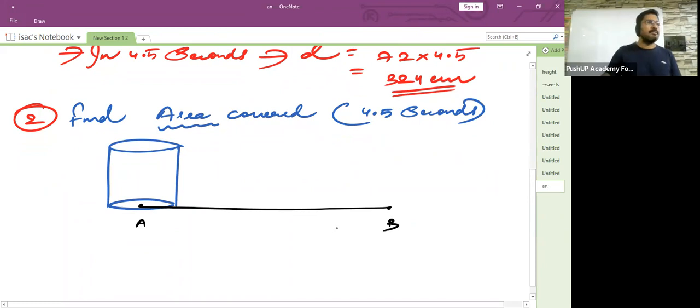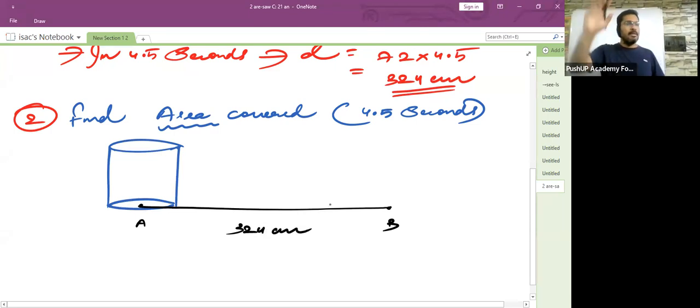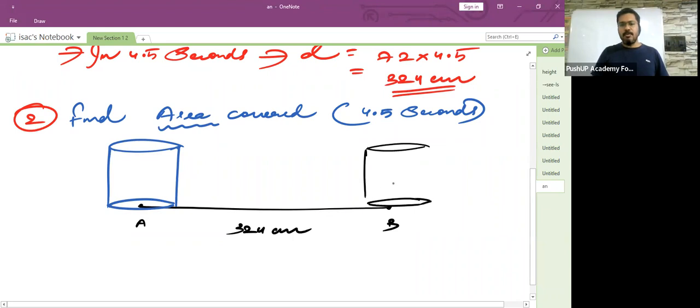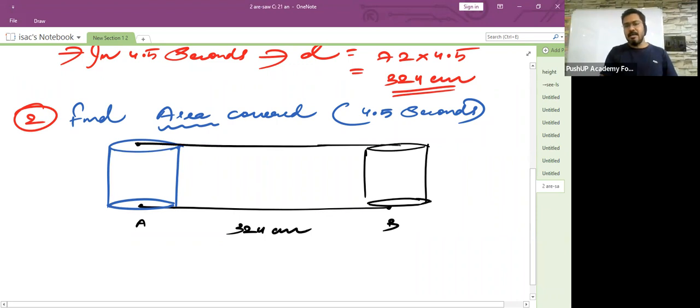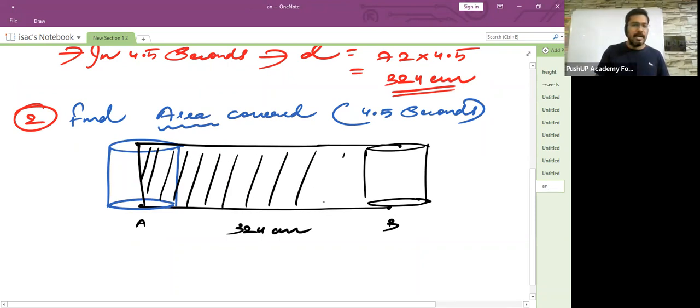In 4.5 seconds. You only said the distance covered is equal to what? 324 centimeters. Do you all agree with that? From point A to point B, the distance covered by the cylinder was how much? 324 centimeters. Now I am asking you to find the area covered by the cylinder in these 4.5 seconds. So don't you feel this is going to be the area covered, the area which I'm highlighting in black color? Right, children? This is the area covered by the cylinder.